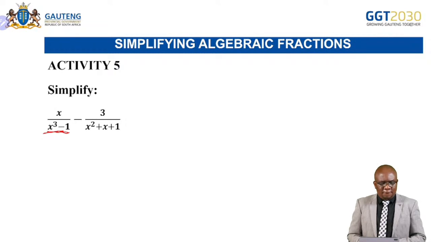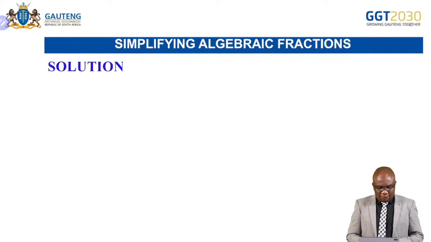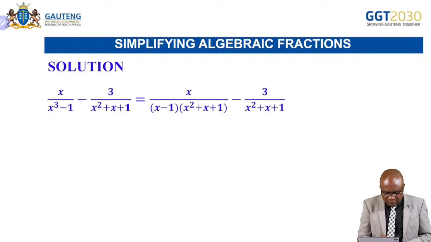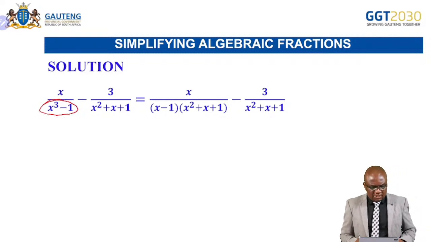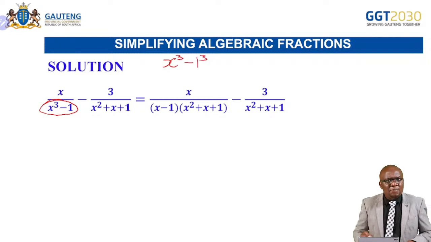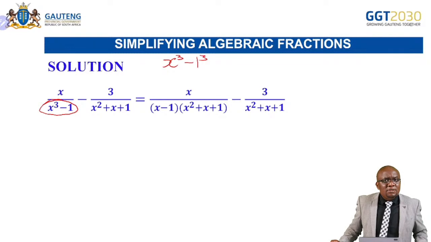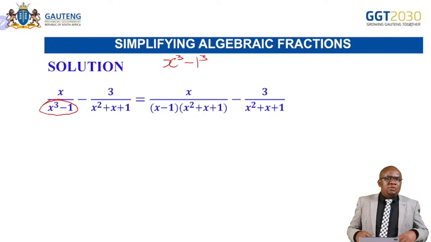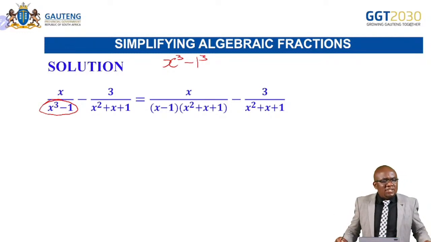You see the difference of 2 cubes. Remember, 1 is a square number, 1 is a cubic number. Do you remember that? So now what do I do here? Let me go to this part. I haven't changed anything. I just factorized this part. Let me show you how we did that. It's like x cubed minus 1 cubed. Do you agree with me? You can write 1 as 1 squared, 1 cubed, 1 to the power 4, 1 to the power 1000. 1 to the power anything is 1.